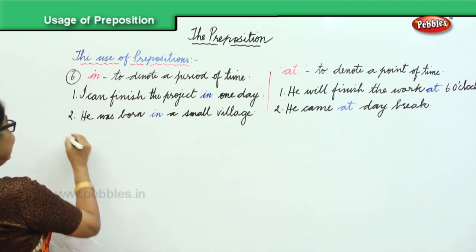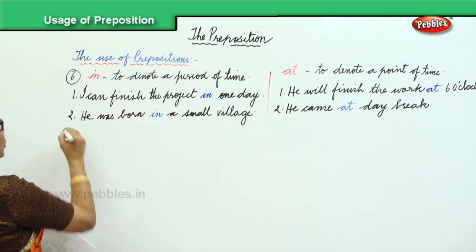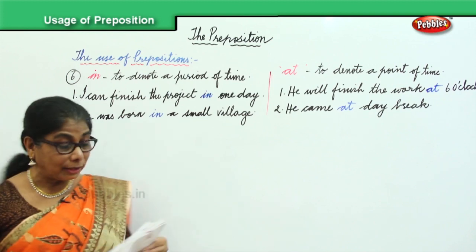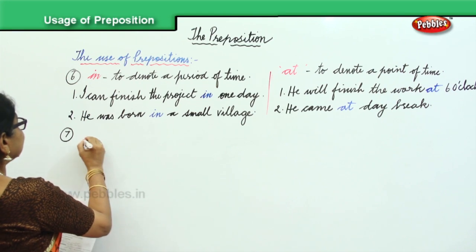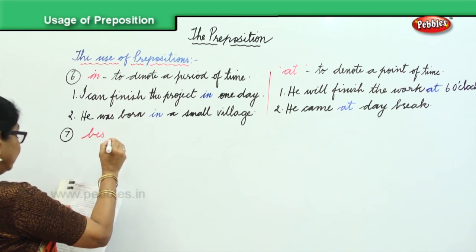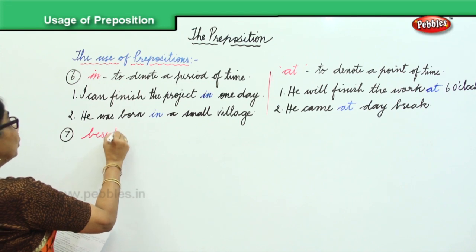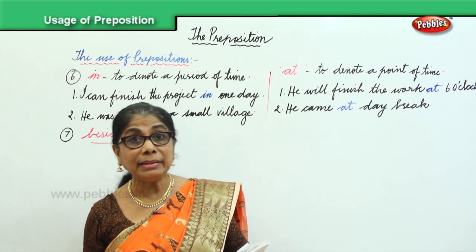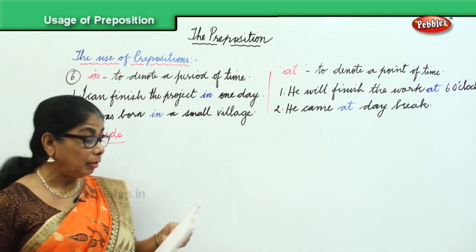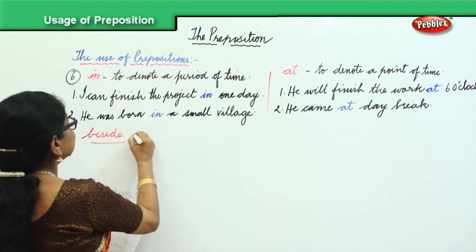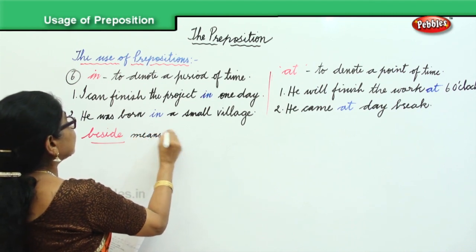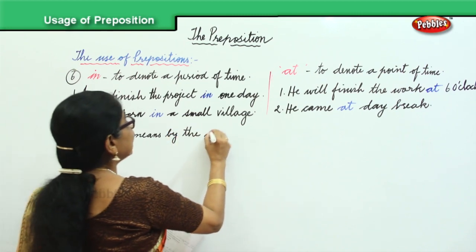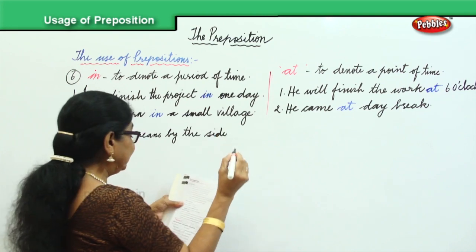Now, the seventh use of preposition, and we are talking about "beside". What is the meaning of "beside"? When you talk about "beside", it means by the side of. By the side of.